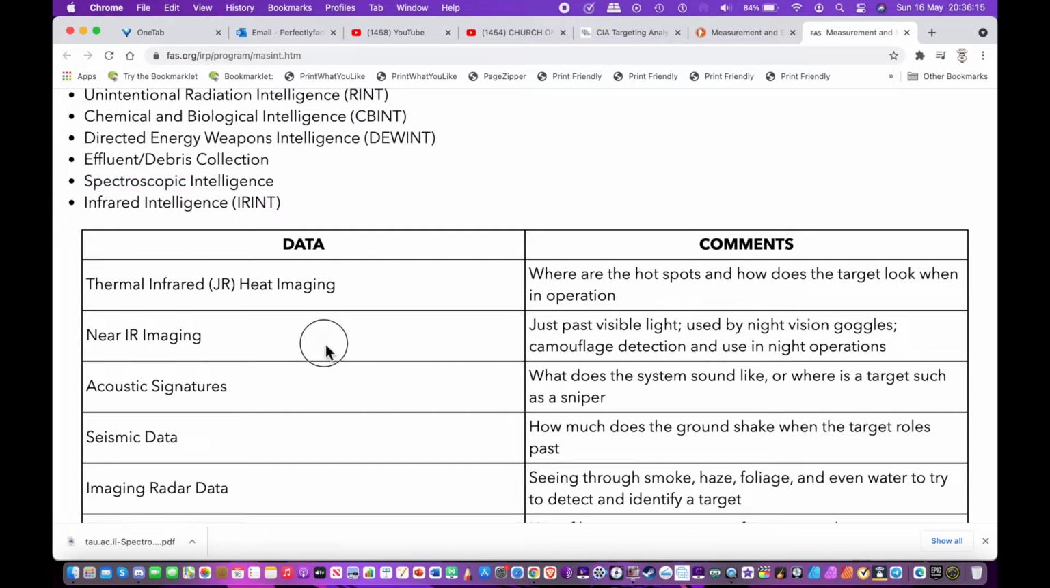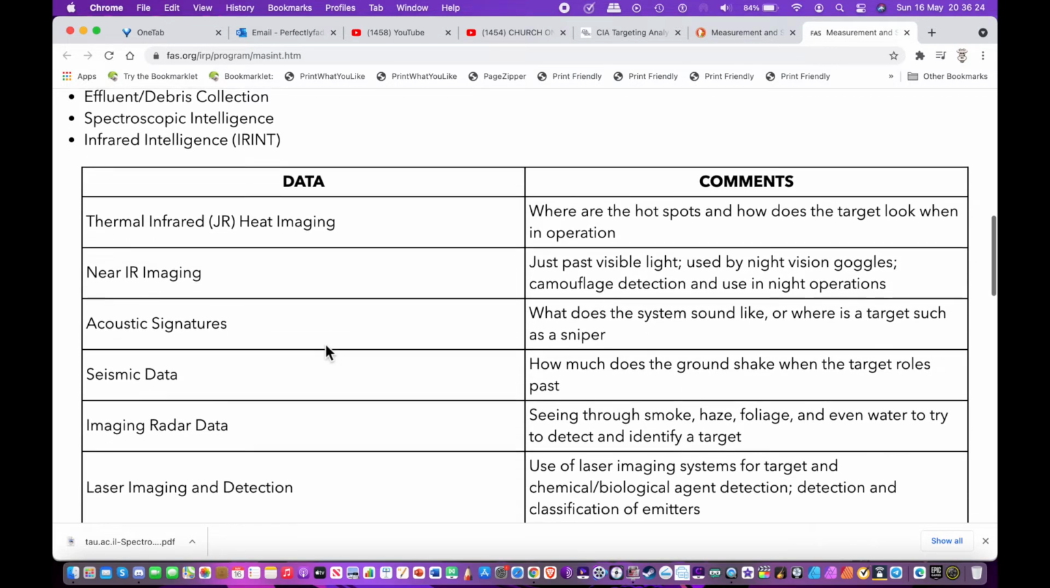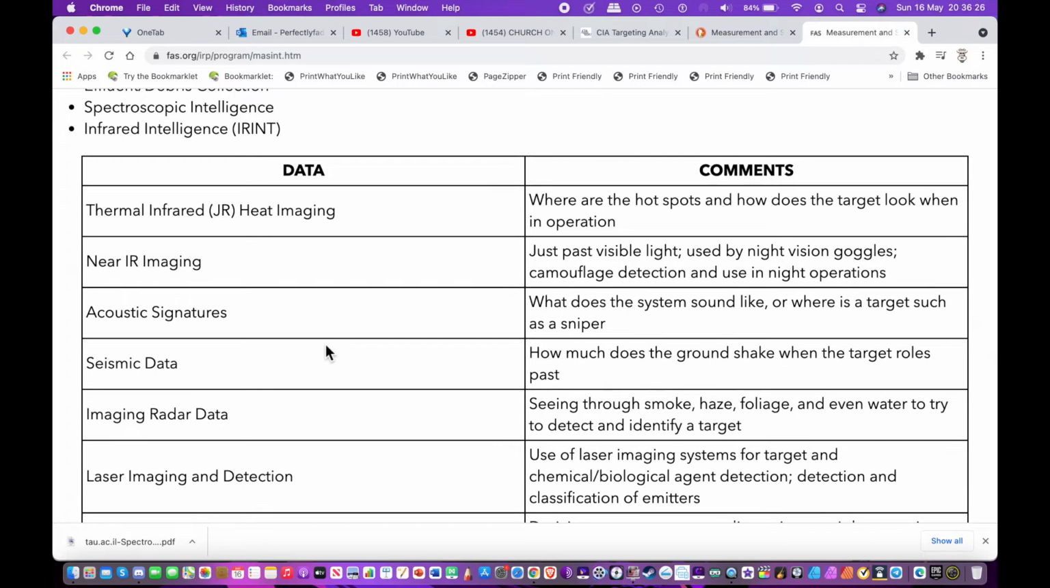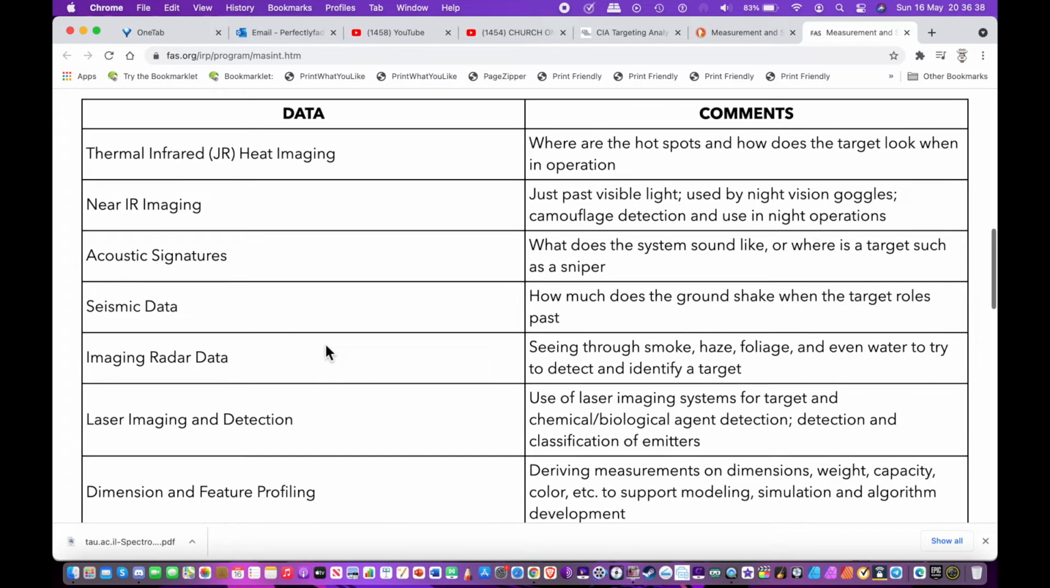Thermal infrared, IR heat imaging: where are the hot spots and how does the target look when in operation? Near IR imaging, just past visible light, used by night vision goggles, camouflage detection and use in night operations.